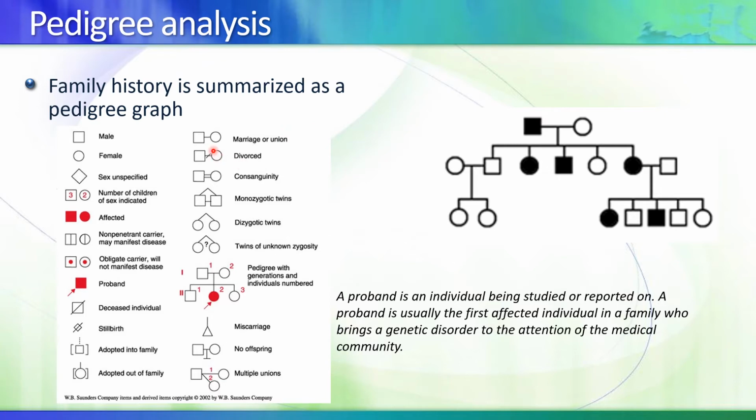This line indicates that these two individuals are married. If the line is crossed, it means that they are divorced. If you have a double line, it means that these two people are related to each other, so they can be cousins, second cousins, or whatever. This is consanguinity. If you have this line right here, it means that these two individuals are monozygotic twins, and without a line, it means that these individuals are dizygotic twins.